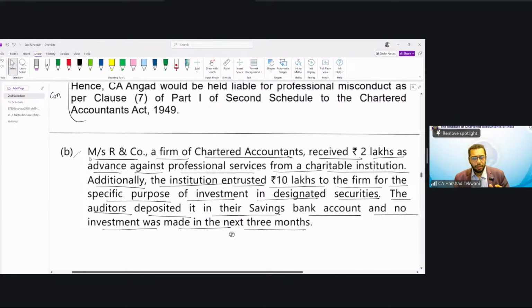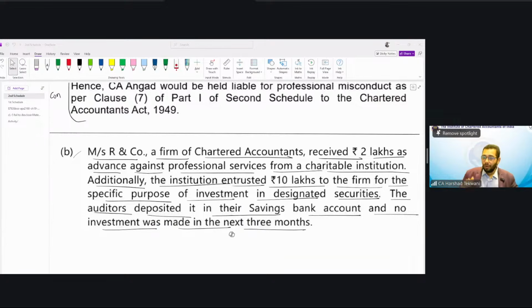Pretty straightforward. You can see what the firm has done with respect to the money. Now tell me which provisions you will apply. Pretty easy. Which provisions you will apply for this particular scenario?